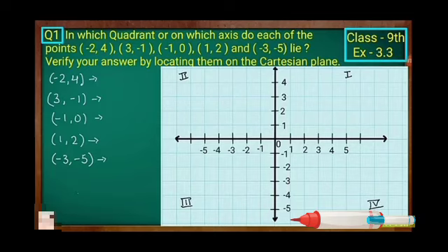Now 3.3, question 1: in which quadrant or on which axis do the following points lie? Verify your answer by locating them on the Cartesian plane. First is -2 and 4. We have to locate that point and tell in which quadrant it lies.